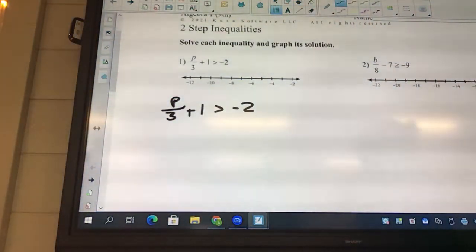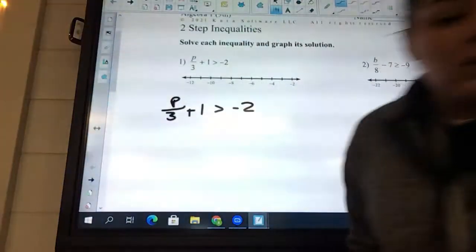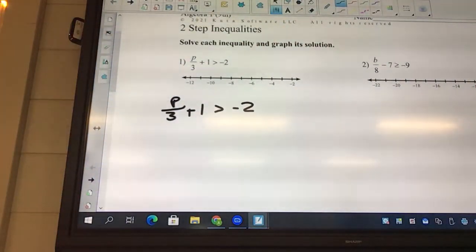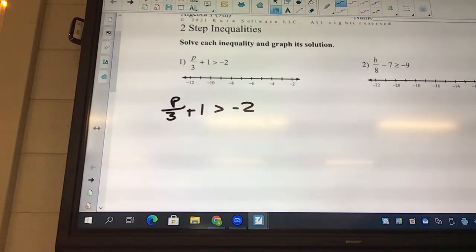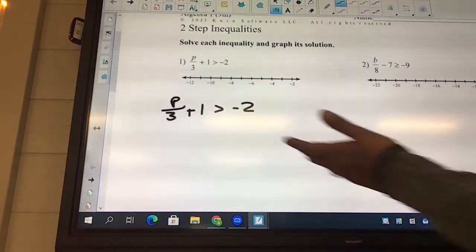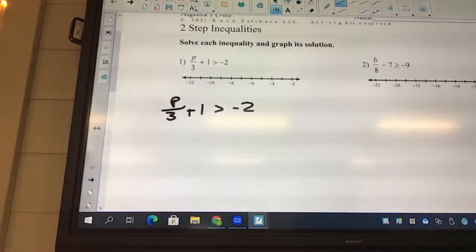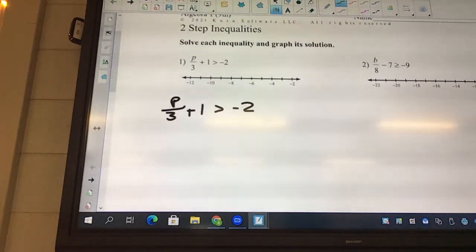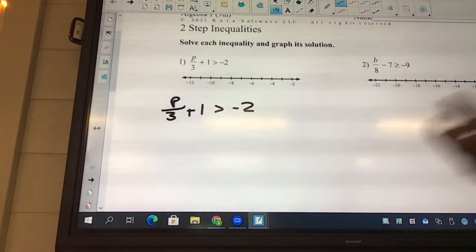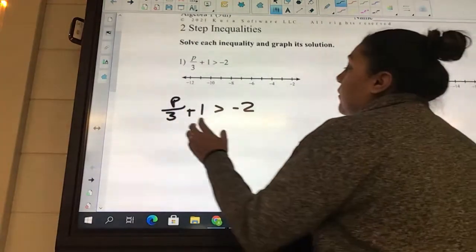Okay, so when we start looking at this, the same rules still apply. You're going to look at this and say, who's the kid? They need to drop off their kid. Okay, so who's the kid? Me. The plus one. So how do I move a plus one?